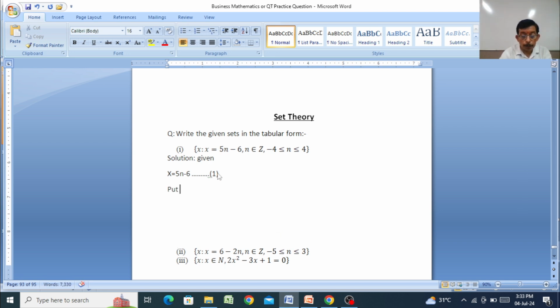Now take equation 1. Put n equal to -4, -3, -2, -1, 0, 1, 2, 3, 4 in equation 1, then we get the values.